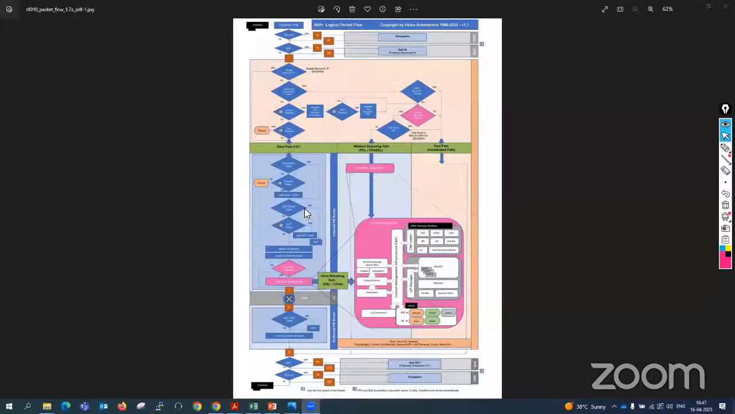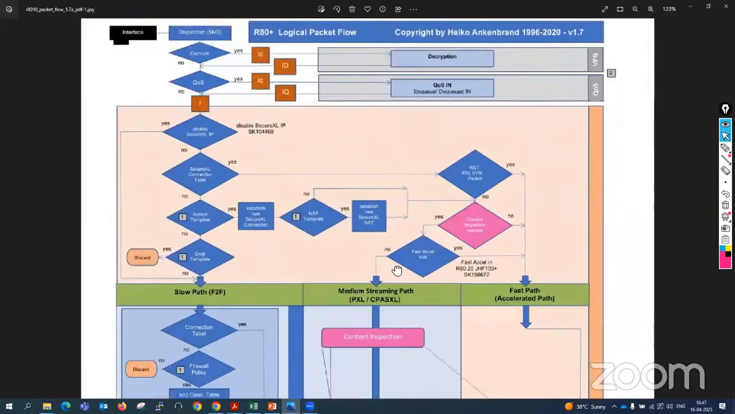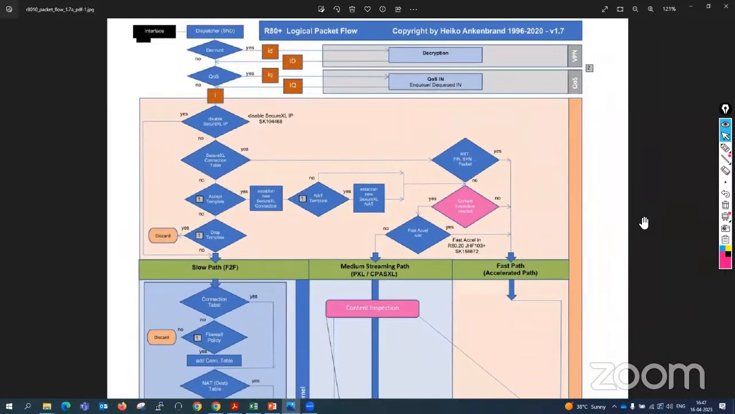Okay. So let me share one diagram, basically. Then you'll be able to understand. Just confirm if you guys can see my screen. And you can see this diagram of the packet flow of Checkpoint. You guys can see or not? Yes, sir, we can. Yeah, thank you. Thank you for the confirmation.